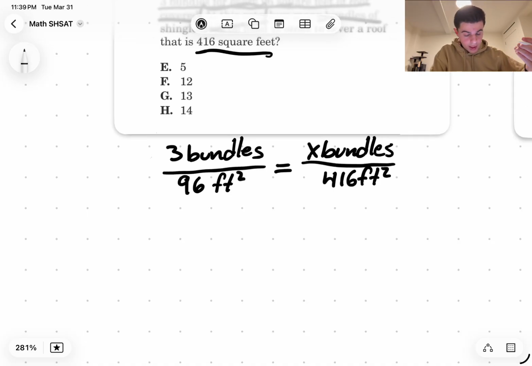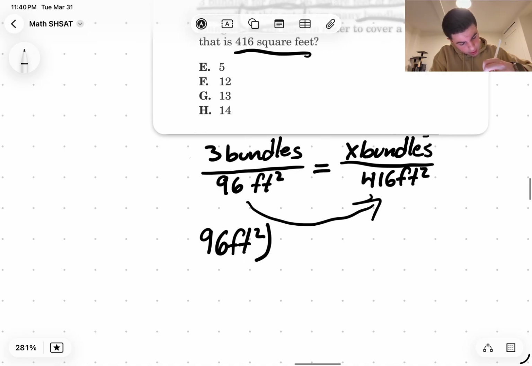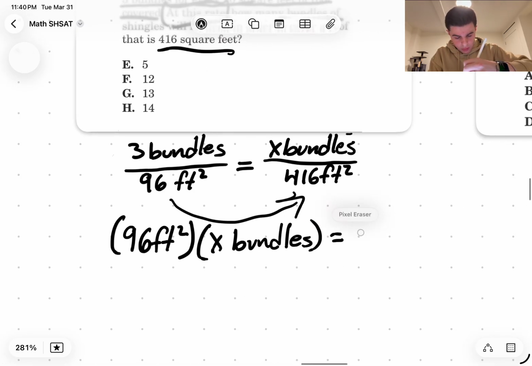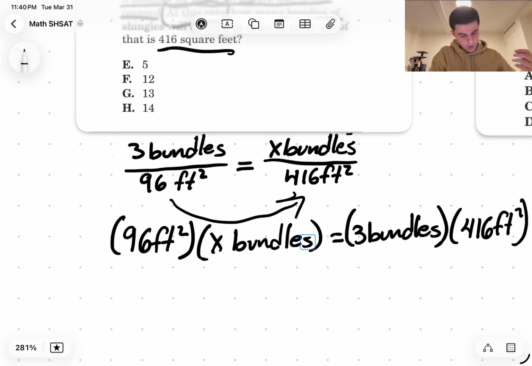There are two ways we can do this. We can either cross multiply or see that this is directly proportionate to this. But let's just do some cross multiplication. So we get 96 feet squared times X bundles, and it's going to be equal to 3 bundles times 416 feet squared, right? So now we have X bundles and 3 bundles.